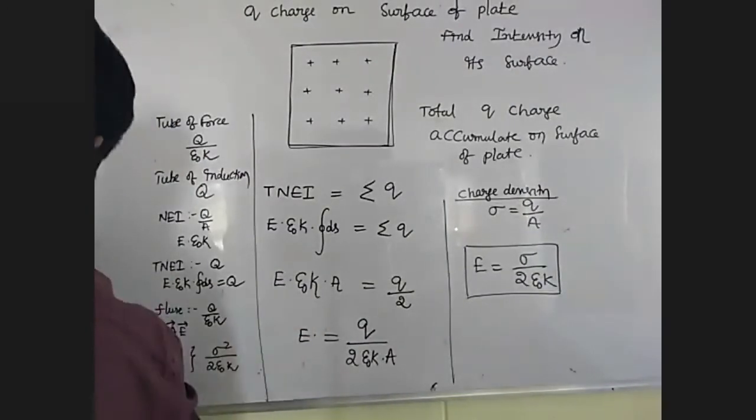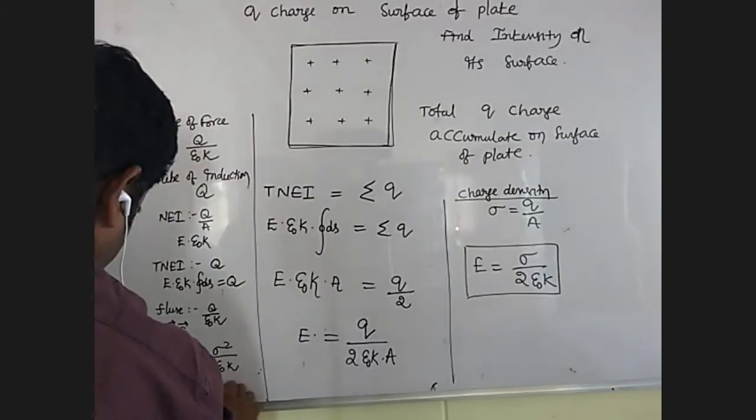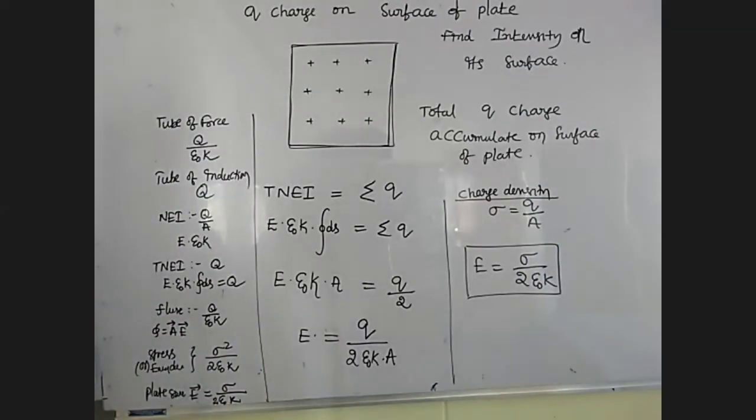And on any plate surface, the intensity is sigma upon 2 epsilon naught K, whereas on the surface of any body it is sigma upon epsilon naught K. Any body surface: sigma upon epsilon naught K. Plate surface: the intensity is sigma upon 2 epsilon naught K. These are the concepts we completed in Gauss theorem and Gauss application.